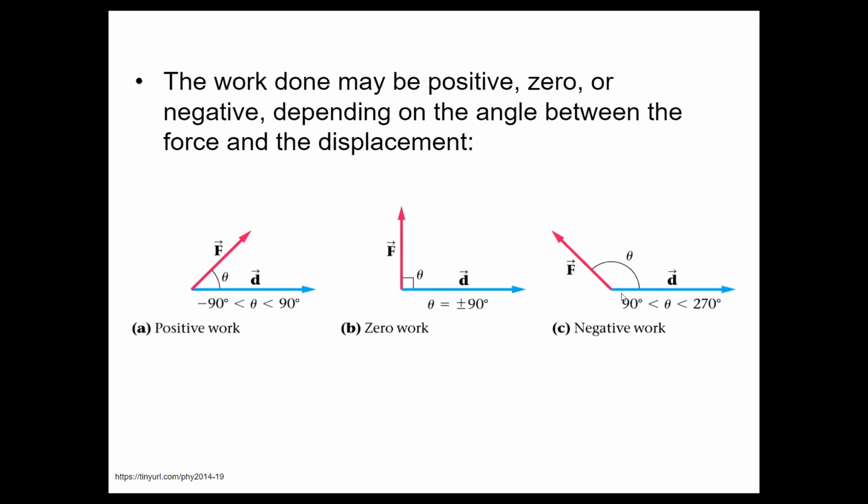And then force could be with the displacement at an angle in the range of 90 to 270. That means the component of force in the direction of the displacement will be opposite to the displacement. So in that case, the work could also be negative. Just keep in mind that because of the angle, cosine of the angle has different values, could be positive, could be 0, or could be negative, depending on the angle.